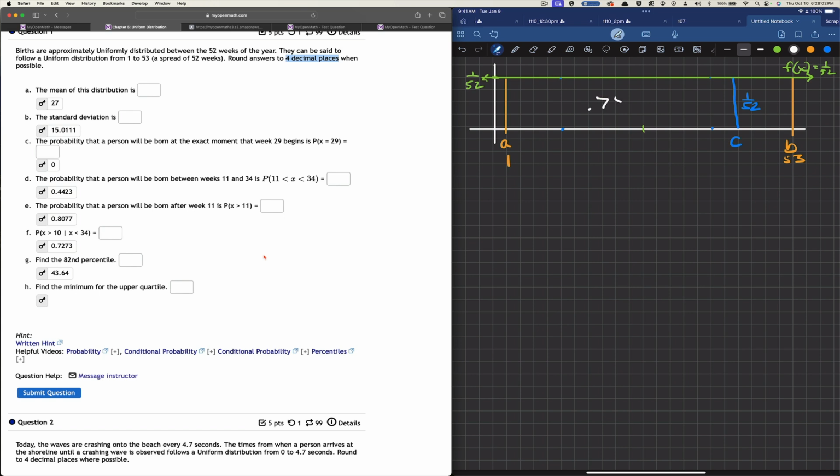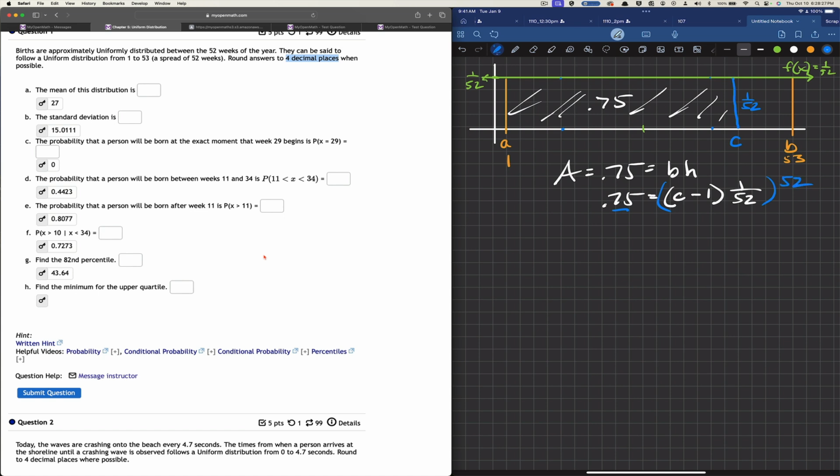But I could also just do this and say, oh, now I'm trying to find this area, but the area of the rectangle is 0.75. So the area is equal to 0.75, and that's equal to base times height. So 0.75 is equal to the length of the base, which is C minus A, but A is 1. And the height is still 1 over 52. So hopefully you can see that this is the same problem we just did. It's just that this is no longer 0.82, it's 0.75.